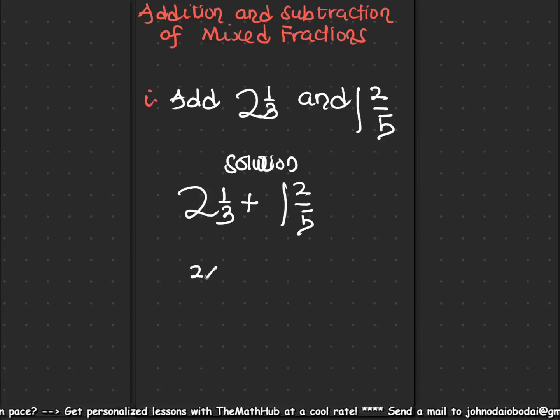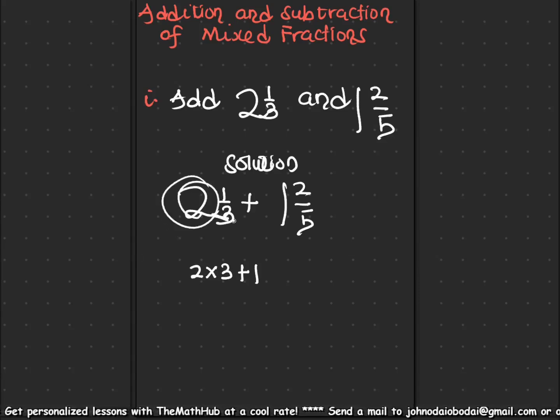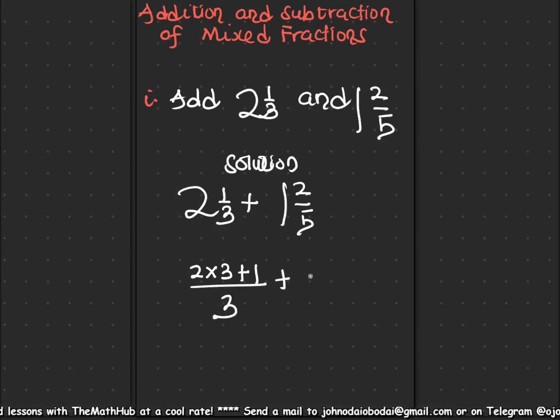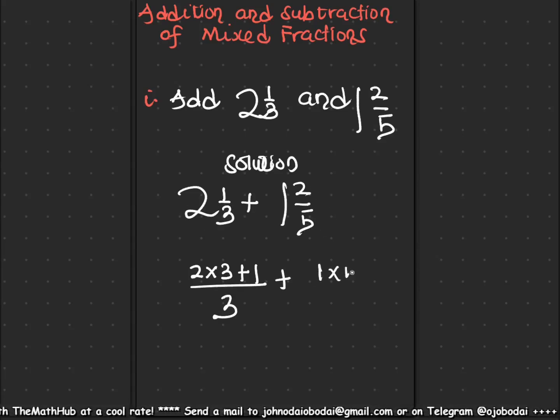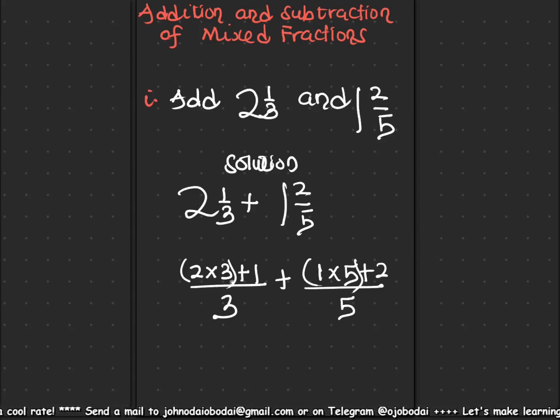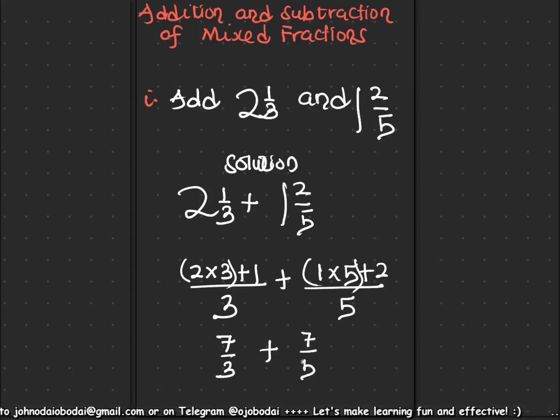We are going to multiply 2 by 3 and then add it to 1. You multiply your whole number by the denominator and then add the numerator, all over this old denominator. So (2 times 3 plus 1) over 3 plus (1 times 5 plus 2) over 5. 2 times 3 gives us 6. 6 plus 1, we have 7 over 3, plus 1 times 5 also gives us 5, plus 2, giving us 7 over 5.